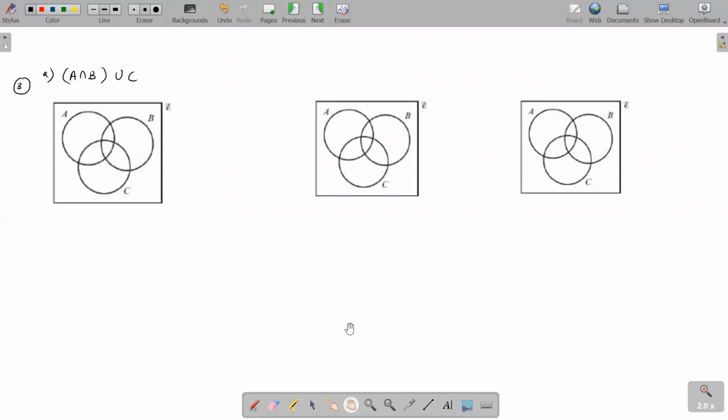Okay, guys. So next I'll move on to question number 3. They're asking you to shade A intersection B union C. So basically what I'll do here is first I'll name the regions because that's a lot easier for us to work with: E, F, G, H. This is not compulsory.